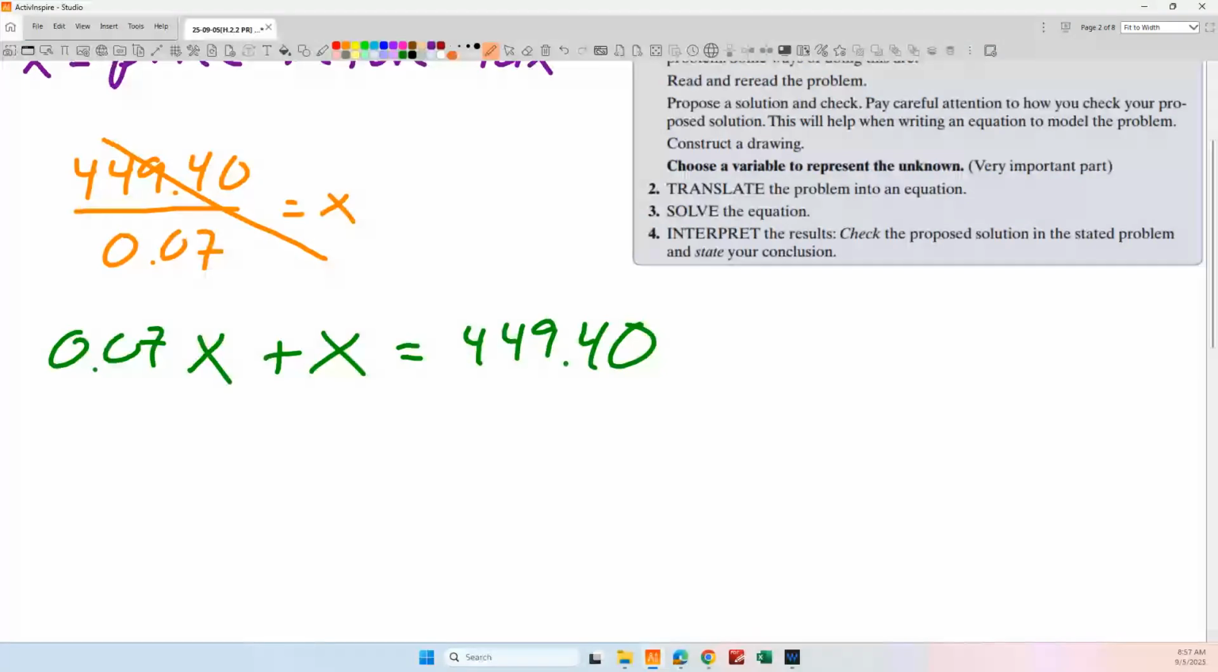Everybody see that? Okay. Give me 1 to 5 on that. How we doing? Okay. So what would probably our next step be here? What do you think? Combine like terms. Yeah, what's 0.07x plus x? Okay, now let's think about that statement, because this might have been a reasonable starting place. 1.07x equals 449.40. I would argue that that could have been our first step. How come? How could you start there?